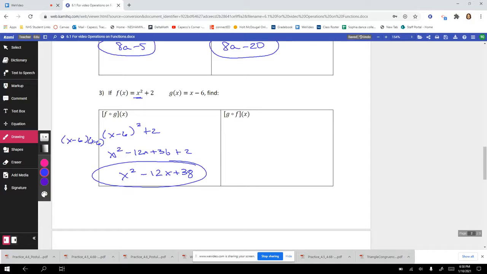Same thing with g of f of x. I'm going to start writing with g, and I have x right away, so I'm going to substitute in x squared plus 2, since that's my f of x, minus 6. So that gives me x squared minus 4.